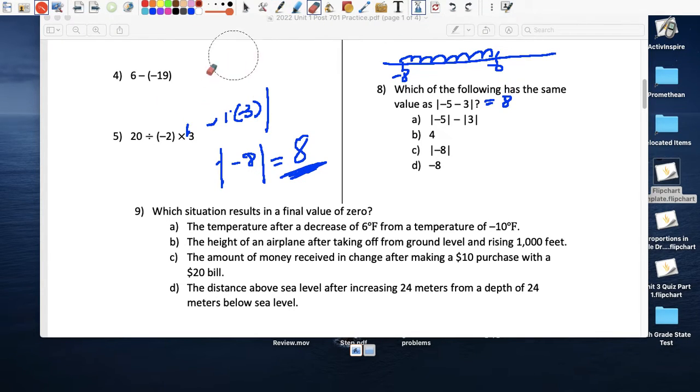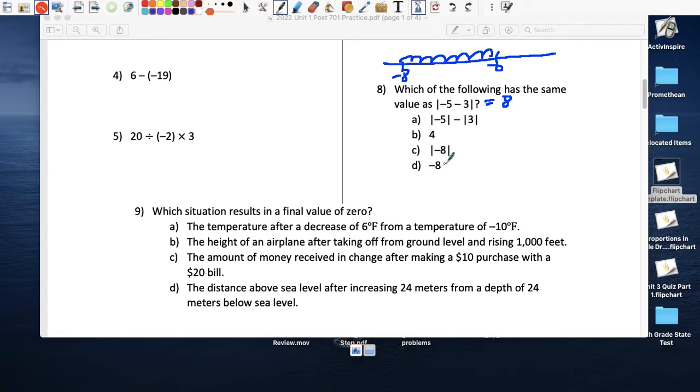Now, we have to look at A, B, C, and D to see which is the same as 8. Well, let's take a look at D. D is negative 8. Is that the same as 8? No. B is 4. Is that the same thing as 8? No. C says the absolute value of negative 8. What's the absolute value? It's 8. Is that the same as this one here? Yes, it is. So that's our answer.